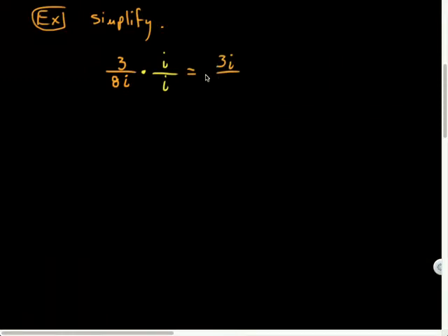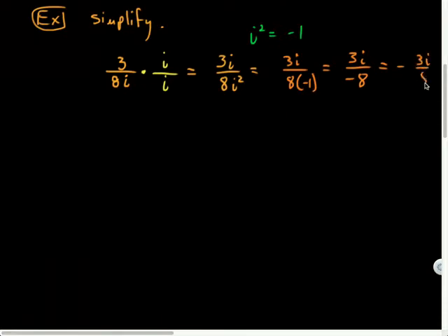So 3i is what I'd have up top. 8i squared is what we'd have there. And of course, we all have memorized the fact that i squared is equal to -1. And I would have 3i over 8 times -1, which is 3i over -8. And then you wouldn't leave that minus sign down there. You just write that as -3i eighths, or you could put that minus sign up in the numerator as well if you wanted.